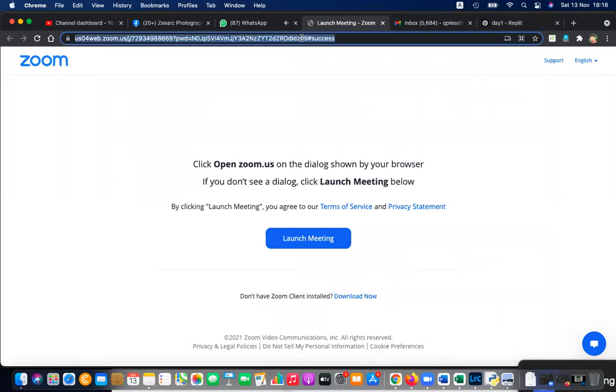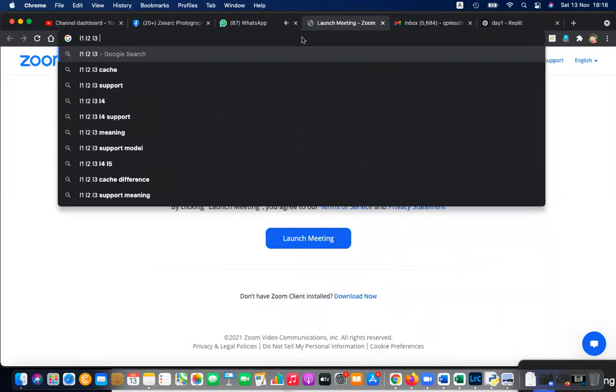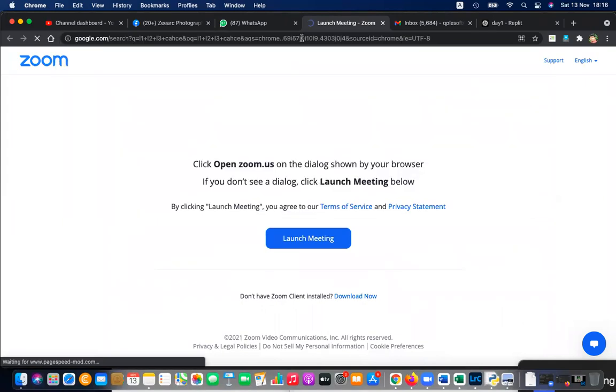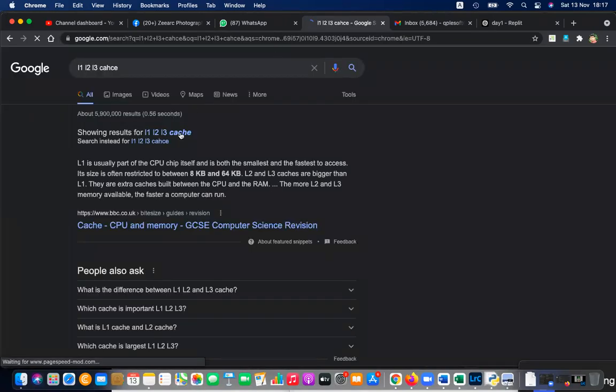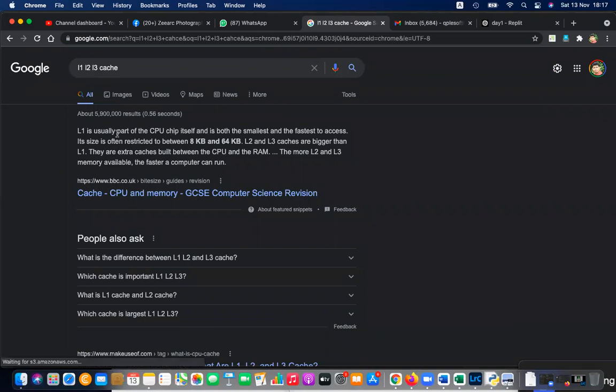Basically, here we have L1, L2, L3 cache. When we analyze that, typically L1 and L2 are inside. L1 is surely inside the CPU. It is the fastest, and you can see it is often restricted to between 8 KB and 64 KB. It's very small. L2 and L3 caches are bigger than L1. Sometimes L2 is also inside the CPU, but L3 is definitely outside the CPU, attached to it.